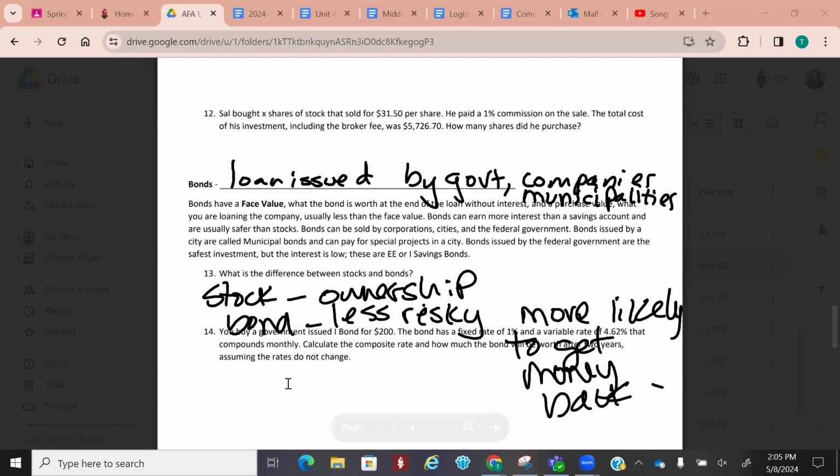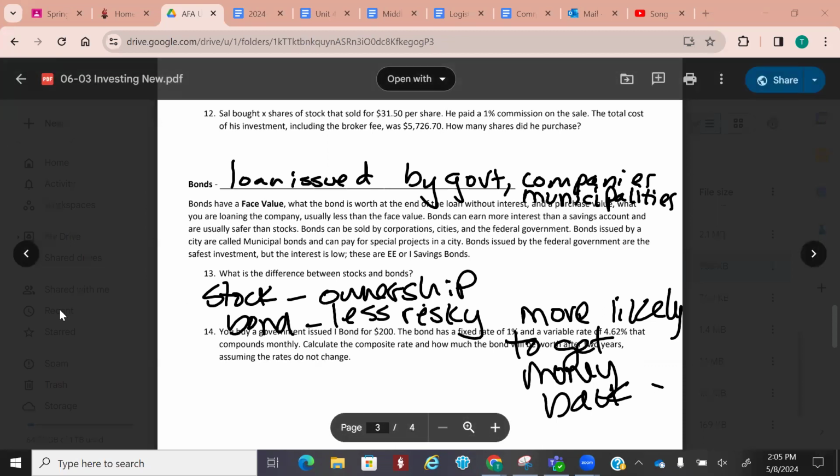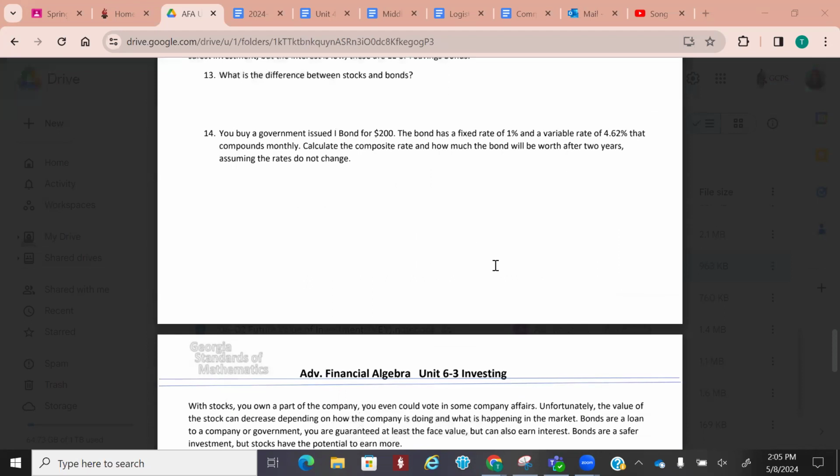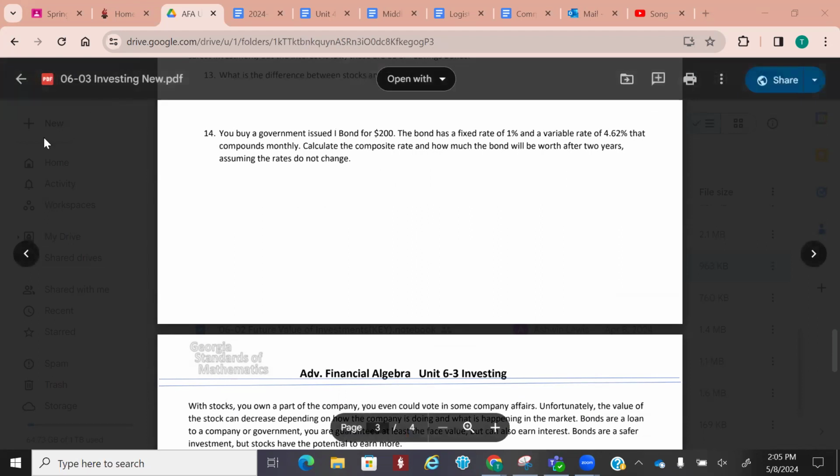Okay, so number 14. You buy a government-issued bond for $200. The bond has a fixed rate of 1%, a variable rate of 4.62% that compounds monthly. Calculate the composite rate and how much the bond will be worth after 2 years, assuming the rates did not change. So, $200 times 0.01. That's the fixed rate earned. That's $2.